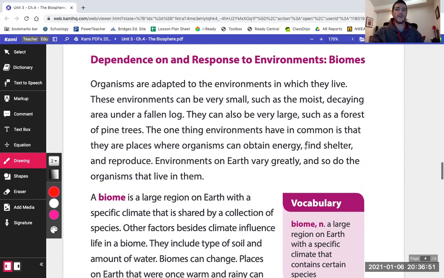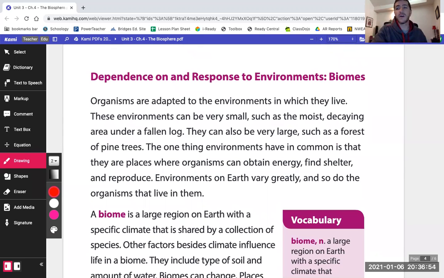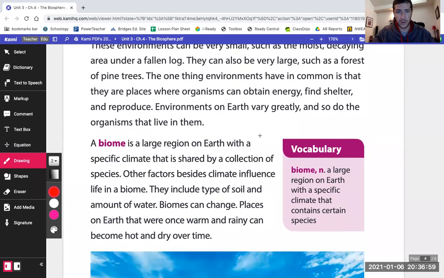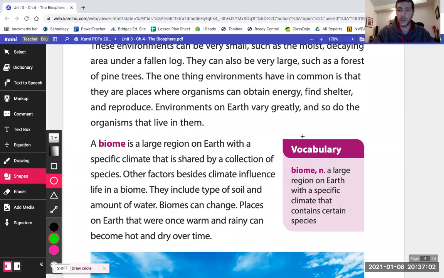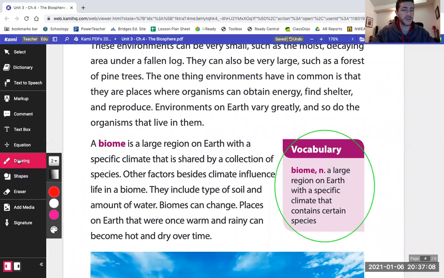Simba. All right. So this one we've kind of talked about in previous lessons. These are biomes. I'm not going to spend too much time on this one at all. So one thing that I want us to remember is what a biome is, okay? So let me go ahead and get that back on the drawing here. Going back to this part. A biome is a large region on Earth with a specific climate that is shared by a collection of species. Other factors besides climate influence life in the biome. They include a type of soil and the amount of water. Biomes can change. Places on Earth that were once warm and rainy can become hot and dry over time.